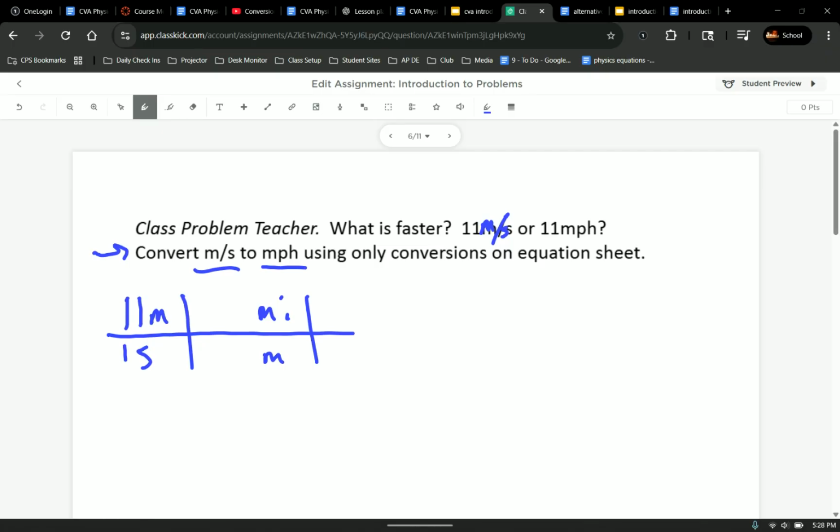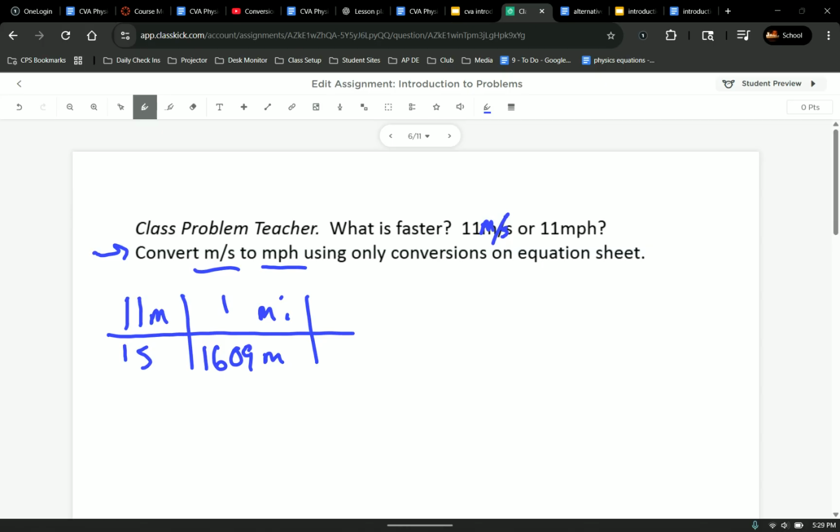There are 1,609 meters in a mile, which some of you, if you ran track, or in gym you had to run the mile. It was 4 times around the track. 1 time around the track is 400 meters. 4 times around the track is 1,600 meters. Now you're 9 meters short of an actual mile. I don't know if they made you run further. At a track meet, you're running the 1,600 meter. You're not really running a mile, but it's close enough, right?